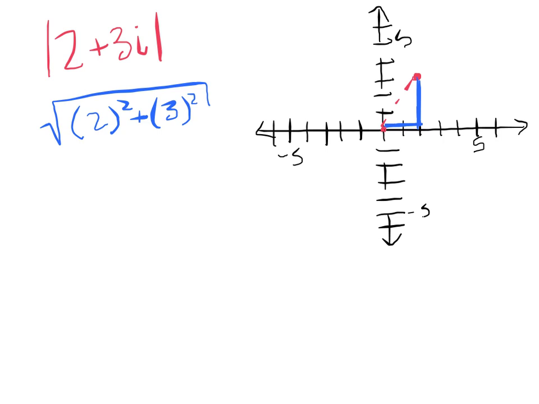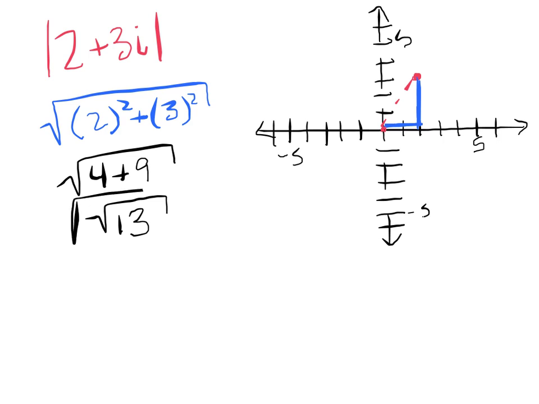Okay, so again, using our distance formula, simplify a little bit. That's going to be the square root of 4 plus 9, which is the square root of 13. Now that we know how to simplify with square roots, we can think, are there any perfect squares that go into 13? No, so that's it. The magnitude of that complex number is the square root of 13.